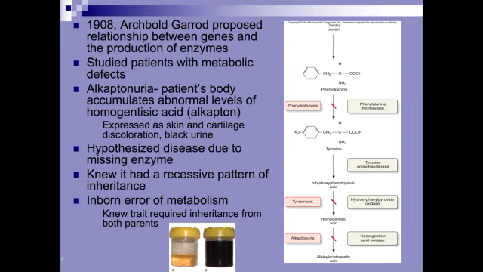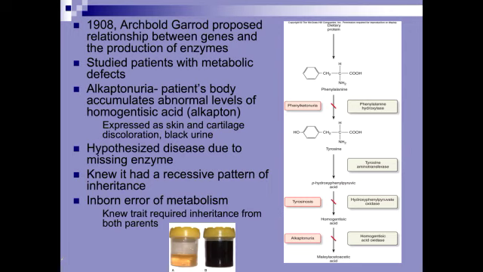Now, what Garrod did was study patients that had defects in their metabolism. And this works out well for us since we just finished a chapter on metabolism. In particular, he studied a disease called alkaptonuria. In alkaptonuria, a person cannot break down a certain amino acid. They don't have the ability to break down a portion of an amino acid called homogentisic acid. And in alkaptonuria, they accumulate abnormal levels of this homogentisic acid.